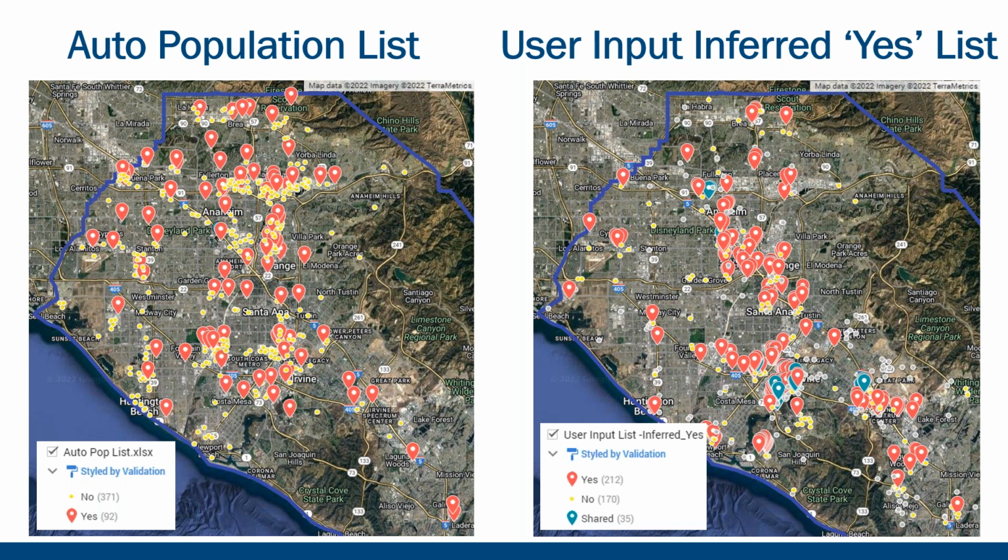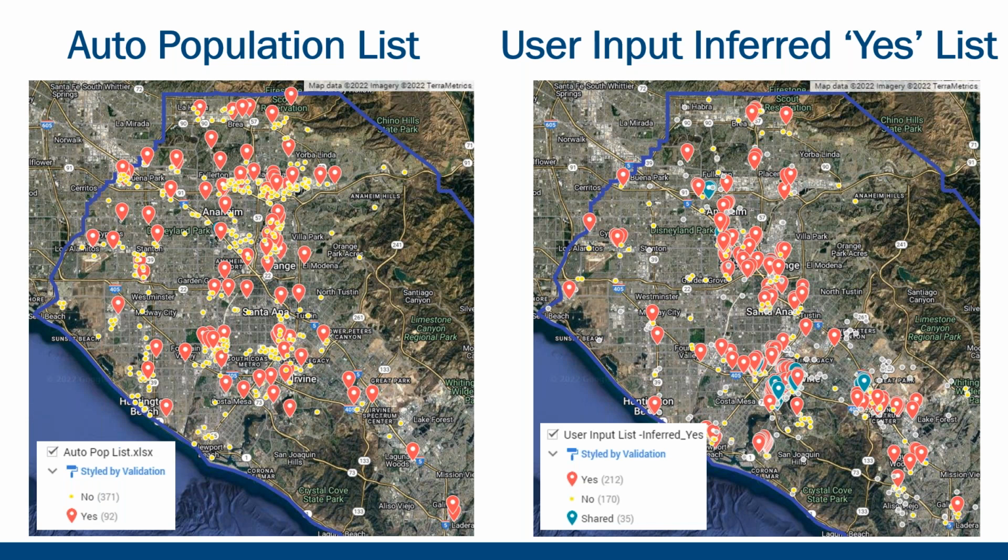So you can see a pretty big difference here. The AutoPop list has a lot fewer red markers, which were the yeses, confirmed cooling towers, and a lot more no's, the yellow markers, which are sites where I didn't see cooling towers. So that was a pretty big difference in the list, and it kind of goes to show good data in, good data out. But both of these are also unique.